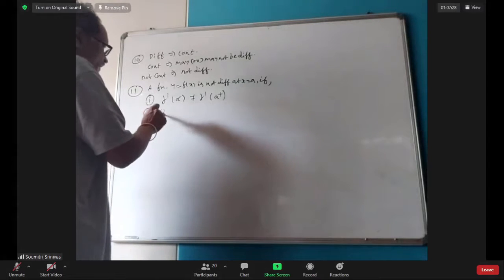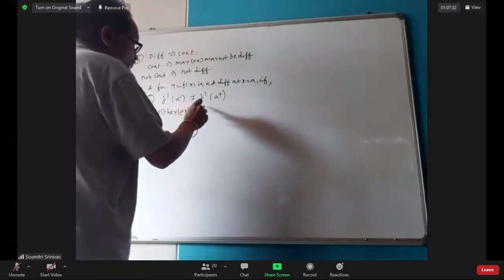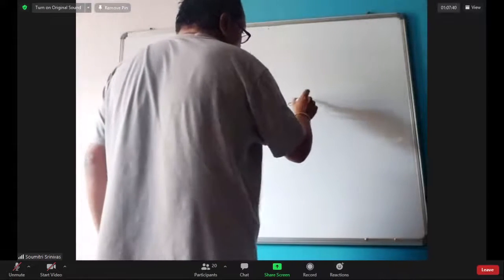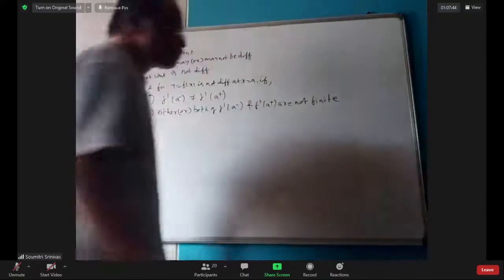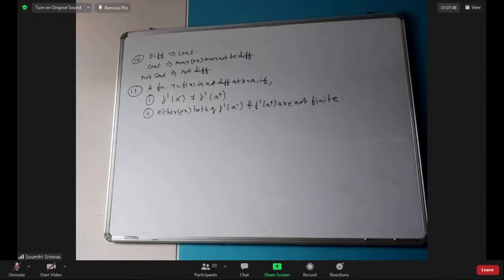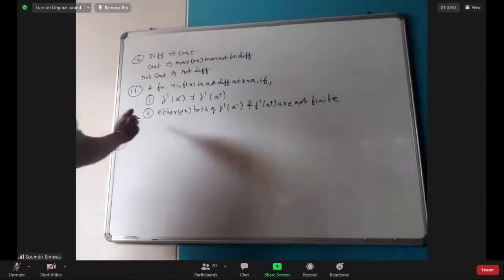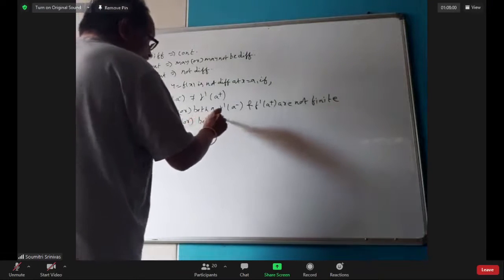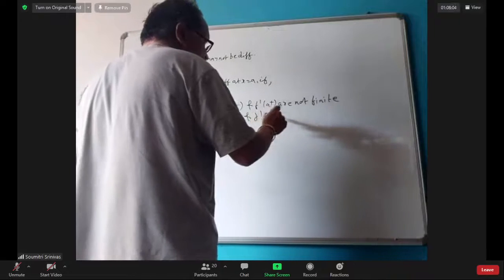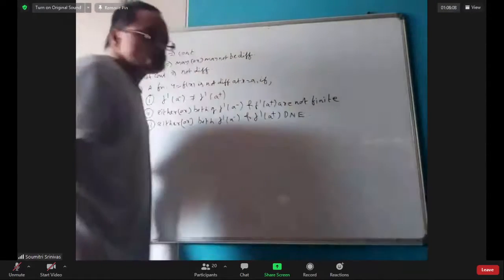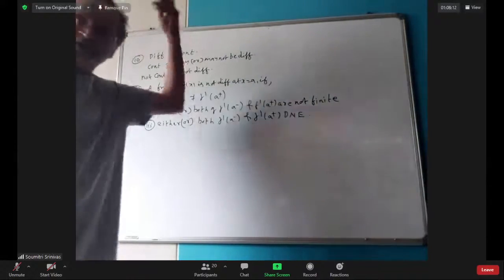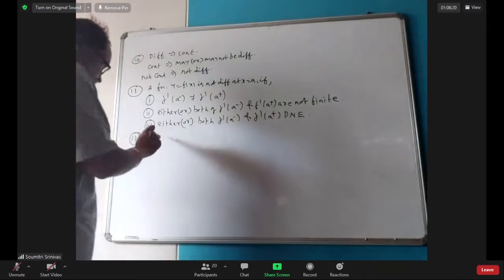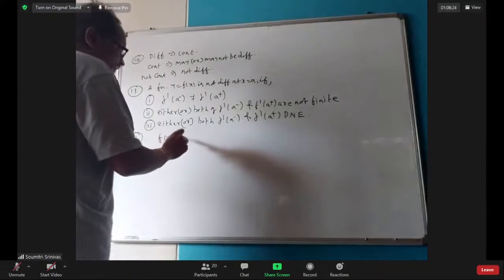2, either or both of f dash of a minus and f dash of a plus are not finite. Agreed? Either or both of f dash of a minus and f dash of a plus do not exist. If not continuous at a, then there is no discussion at all. That will definitely not be a point of differentiability. Now, look here. There is one more easy method.